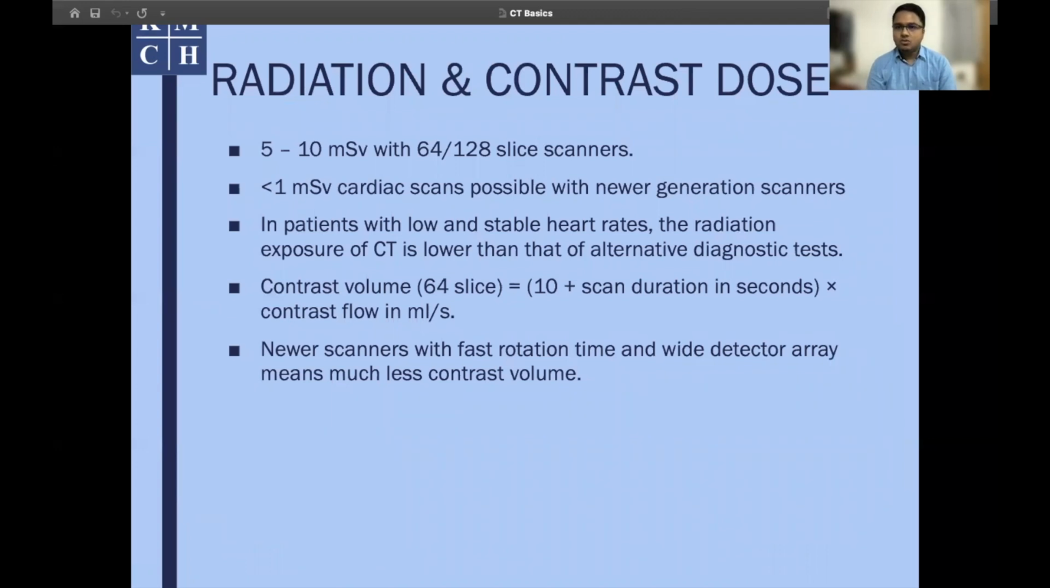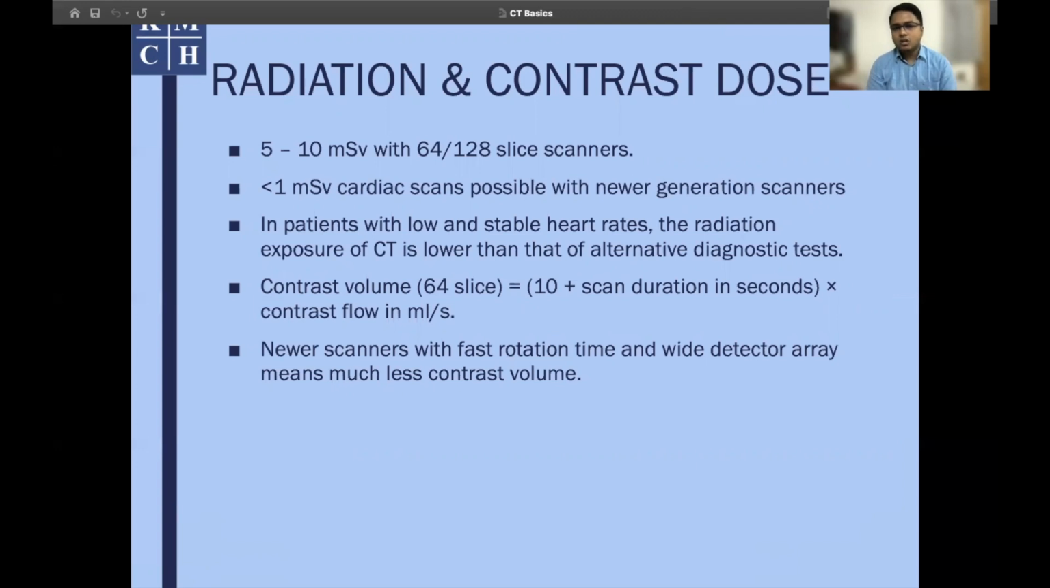Coming to radiation and contrast dose, a typical 64 or 128 slice scanner gives a radiation dose of around 5 to 10 millisieverts for a CT coronary angiogram. However, the newer generation scanners are capable of doing a CT coronary angiogram with a radiation dose of less than 1 millisievert. And in patients with low and stable heart rates, the radiation exposure of CT is lower than that of the alternative diagnostic tests that are available now. Contrast volume depends on the scanner you use. In newer scanners, much less contrast is used, around 50 ml.